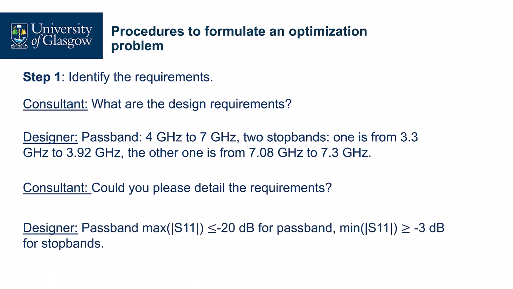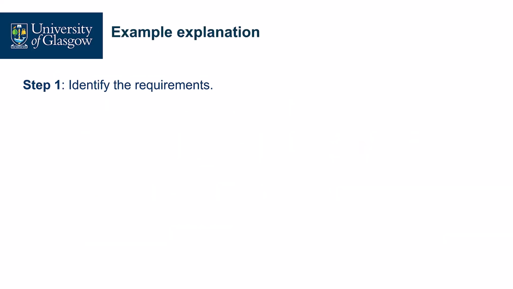Then he can maybe tell you, okay, for the passband, the maximum of the magnitude of S11 should be smaller than or equal to minus 20 dB. And for the stop band, the minimum of the magnitude of S11 should be larger than or equal to minus 3 dB for the 2 stop bands. Okay, now this is better, right? So now at least there are some specifications there. However, we still can't formulate this into objectives and constraints. So then we need to ask more, right?